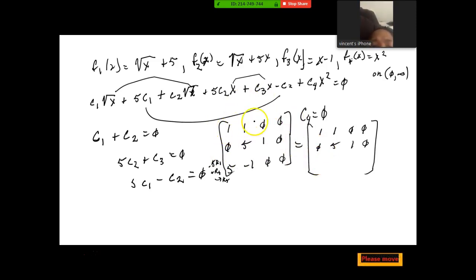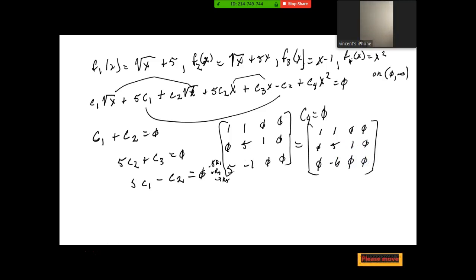5 still, right? 5 minus, or minus 5 plus 5 is... Oh, minus 5 is 0, right? Okay. Do the same thing for the next one. Minus 5 minus 1 is minus 6. Minus 6, right? And the third one is 0.